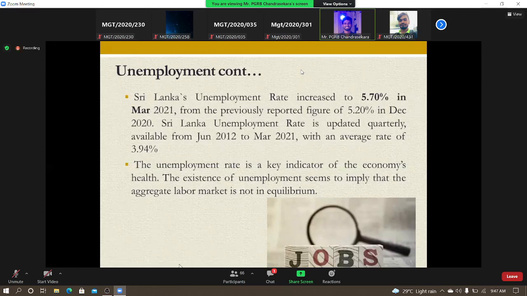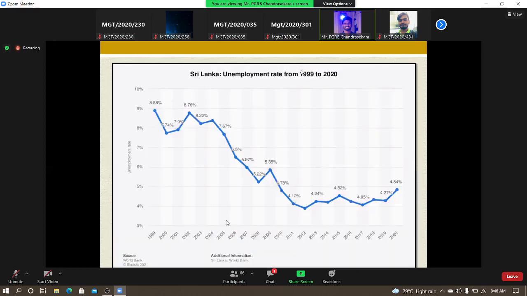If a country has an unemployment situation, it means we do not meet the demand and supply conditions. For an economy, there is a demand for labor and also a supply of labor. If there is an unemployment situation, it means they are not in an equilibrium position. See the movements, just refer to them.